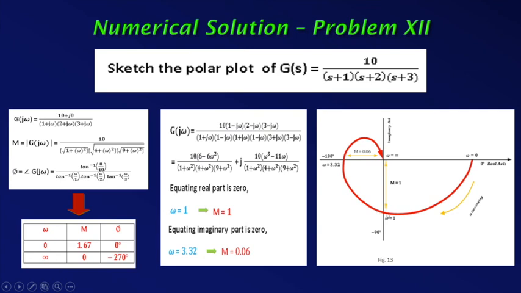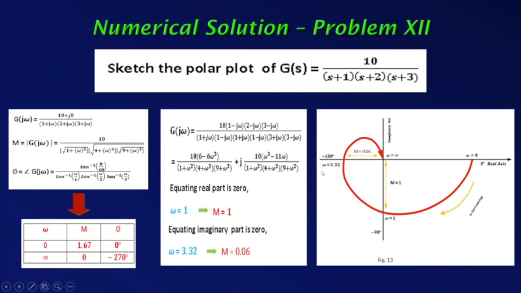Then find the crossing point at the imaginary axis and another crossing point at the real axis. So from this G(j omega), separate the real and imaginary parts. Equating the real part to 0, because at that point there is no real part, we get omega equal to 1. That means omega equals 1. And what is the magnitude? If we put omega in this magnitude, we get M equal to 1.